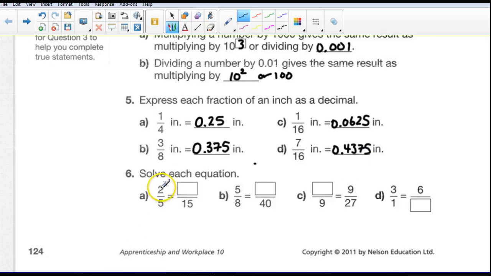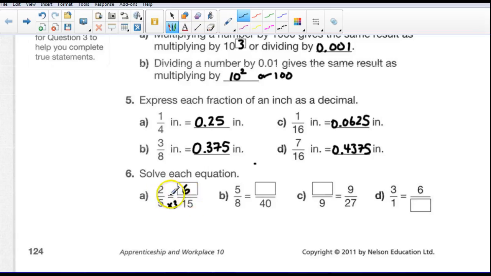Okay, so solve each equation. We have the fraction 2 over 5. That's equivalent to what over 15? Well, if we want to solve this, we just look at the relationship between the two denominators. We got 5 to 15. Now, what is the difference between 5 and 15? Basically, 5 has been multiplied by 3 to get 15. Well, if we want to have the same ratio, because this is just ratio and proportion, if we multiply the bottom by 3, we multiply the top by 3. So 5 times 3 is 15, 2 times 3 is 6. So the fraction 6 over 15 is the exact same fraction as 2 over 5.